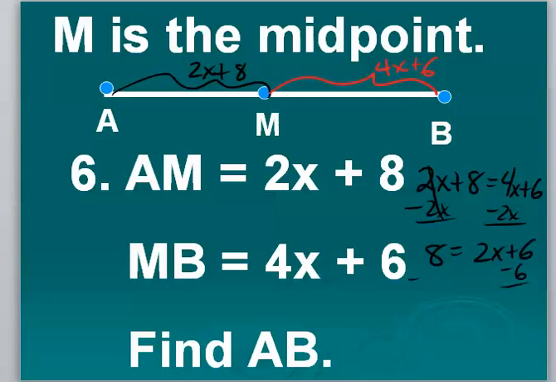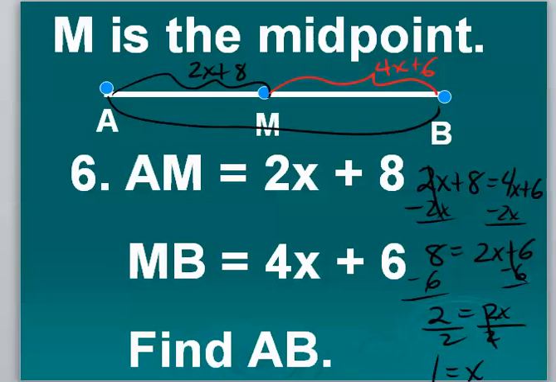And we're moving the numbers to the left. It was plus 6, so we subtract. 2 equals 2x. And when you divide by 2, you get that x is 1. We need to plug this back in. However, this time they want AB, the entire length, and I don't know anything about AB. So I'm going to plug into the half.